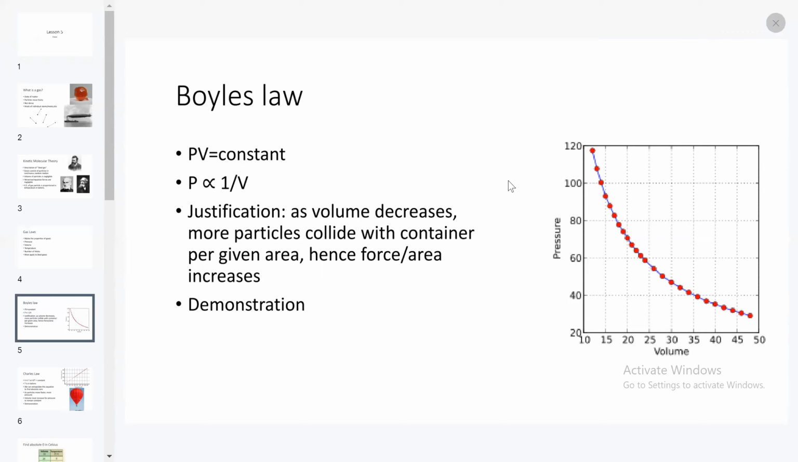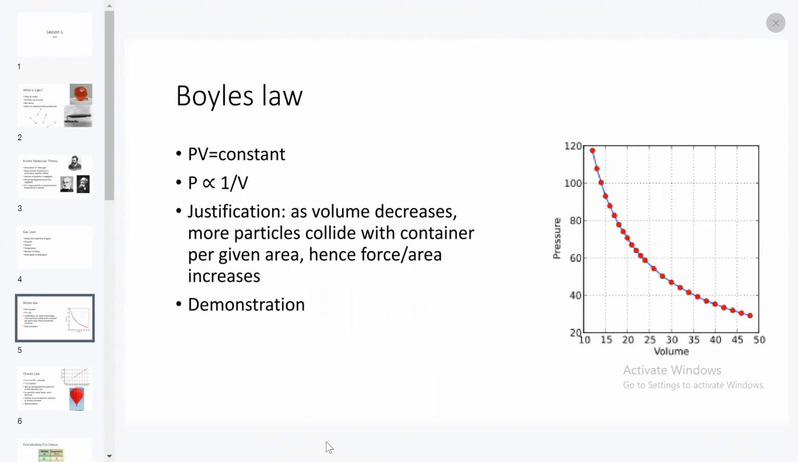So, what's the justification for this law? As the volume decreases, you have more particles confined in a given area. So where does pressure come from? The pressure comes from the particles colliding with the walls of your container. The particles are constantly colliding with your container, and so this imparts some force onto the walls of the container, which is pressure. And pressure is force divided by area. So that means when we confine more particles into a smaller area, the area gets smaller. So that means the pressure increases because force over area is increasing.